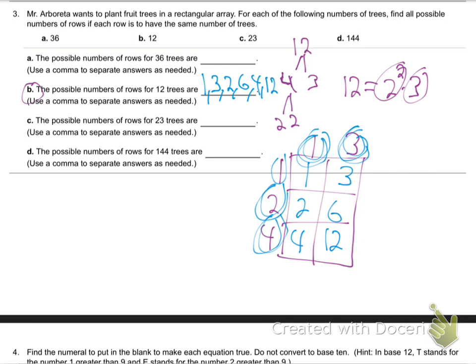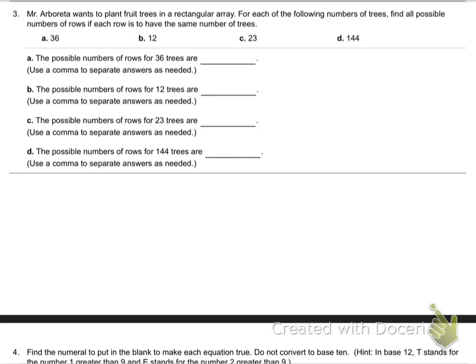Part C should be easy. We'll do that right here. 23 is a prime number. You can't break 23 down. It only breaks down 1 times 23, so those are the only numbers that go into 23. 1 and 23. Let's go on to part D, our next screen here.